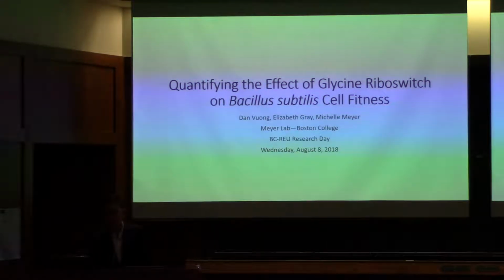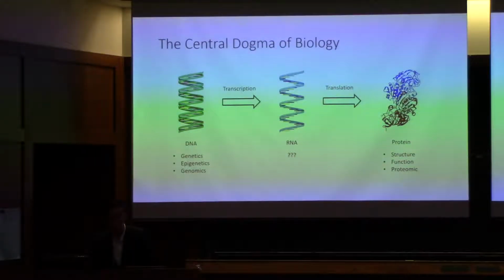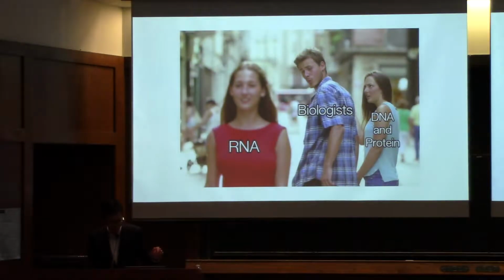So I would like to begin by talking a little bit about the central dogma of biology. It basically describes the flow of genetic information in biology. On the left, you have DNA, and the information in the DNA is transcribed into RNA. Then through translation, it gets coded into proteins, which are the functional molecules of your body. And throughout the years, an unequal amount of attention has been paid to both ends of this central dogma. But recently, there's been a shift.